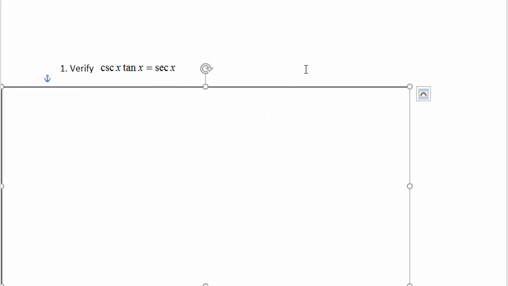Okay, so what we're going to do is alternate between verifying an identity and then solving an equation. I think skipping back and forth helps you reset your thinking. It's a good way to practice.